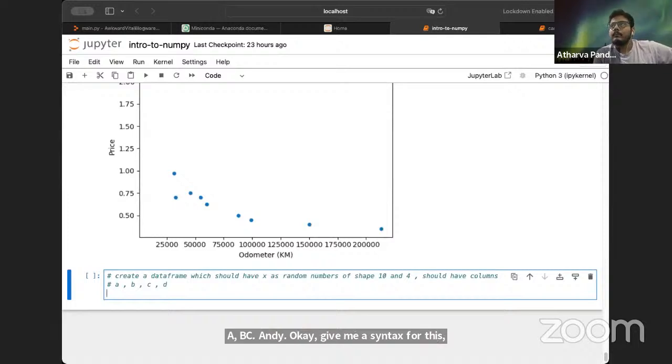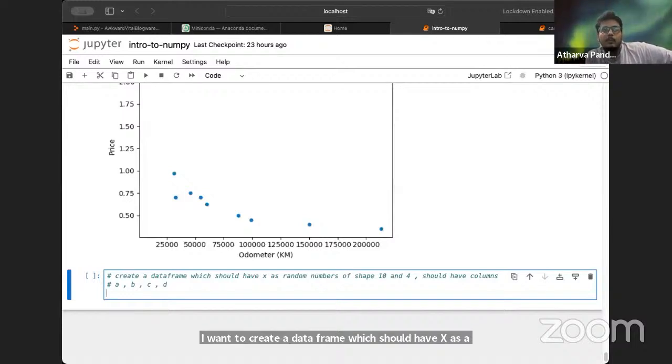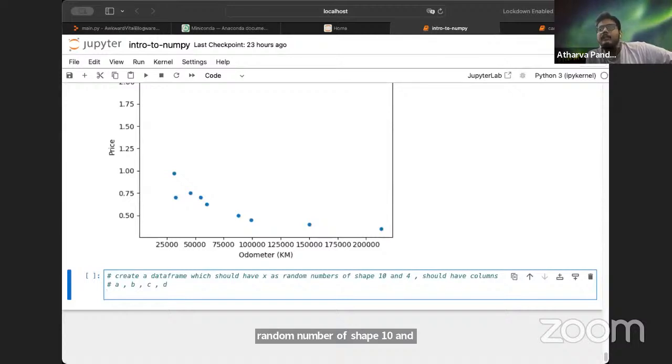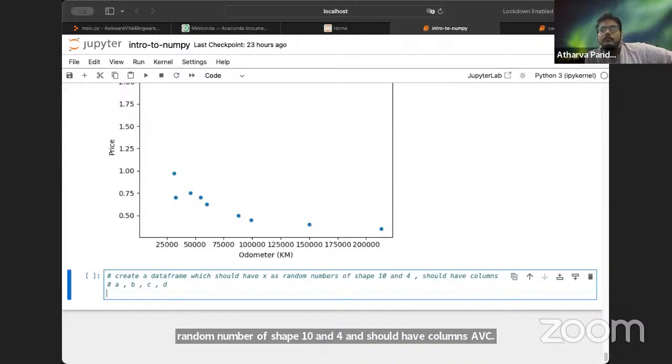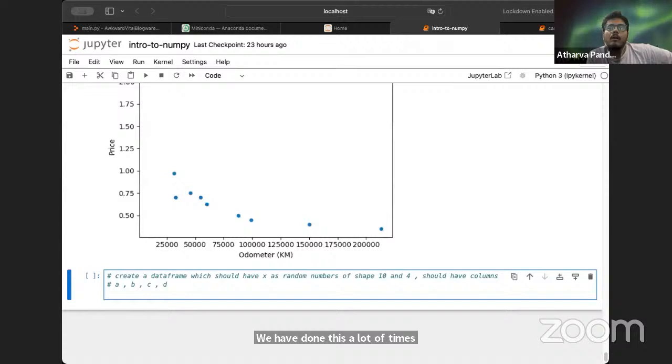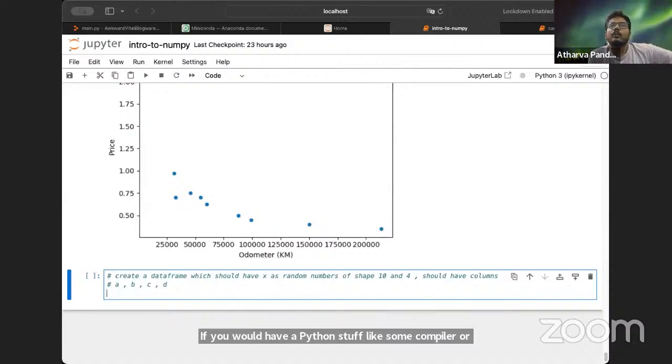Guys, I want to create a data frame which should have X as random numbers of shape 10 and 4 and should have columns A, B, C, D. We have done this a lot of times by now. If you would have some Python compiler or maybe a Jupyter notebook open in your system, it will make your life easier. You can answer me fast.